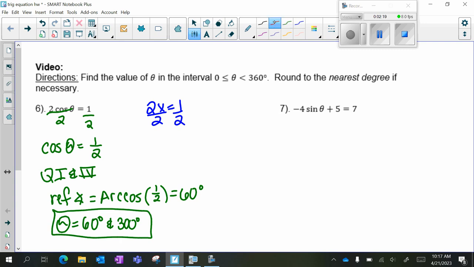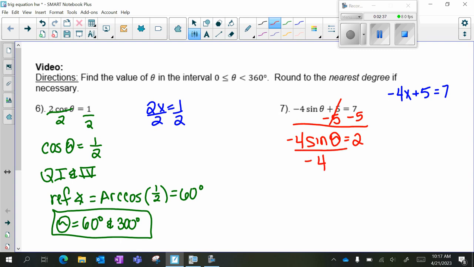Number 7, if you need to on the side, set it up again. If this said negative 4x plus 5 equals 7, what would you do? So we're going to start by subtracting 5 on both sides. We get negative 4 sine theta equals 2. Divide by negative 4 on both sides. Sine theta is equal to negative 1/2. So now I need to know where is sine negative. Sine is negative in quadrant 3 and 4.